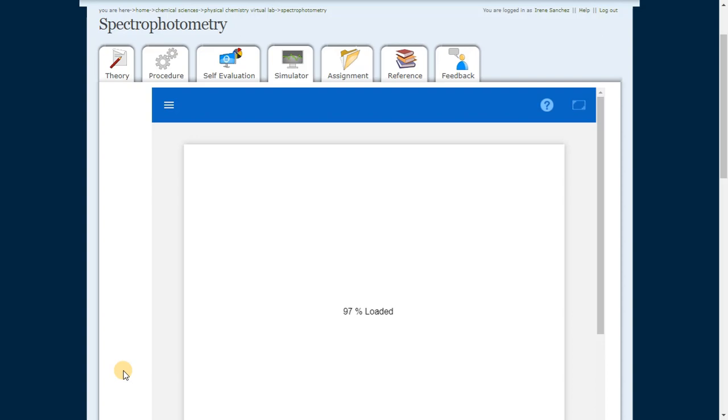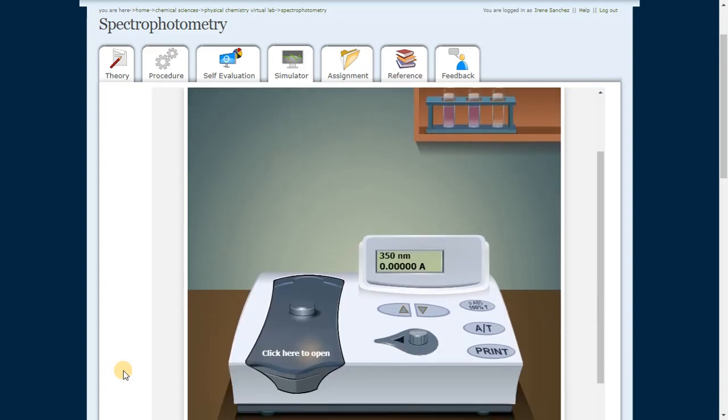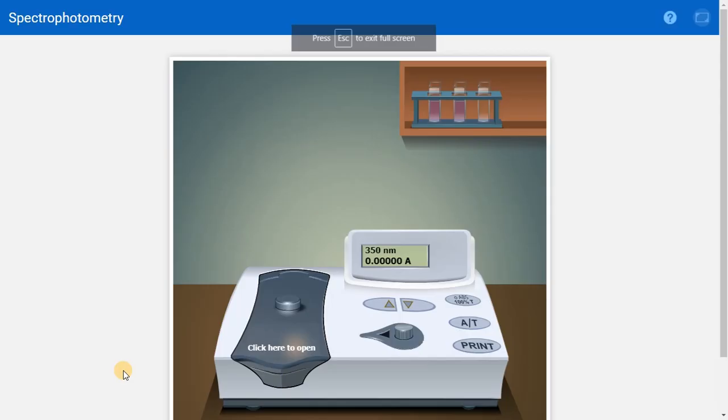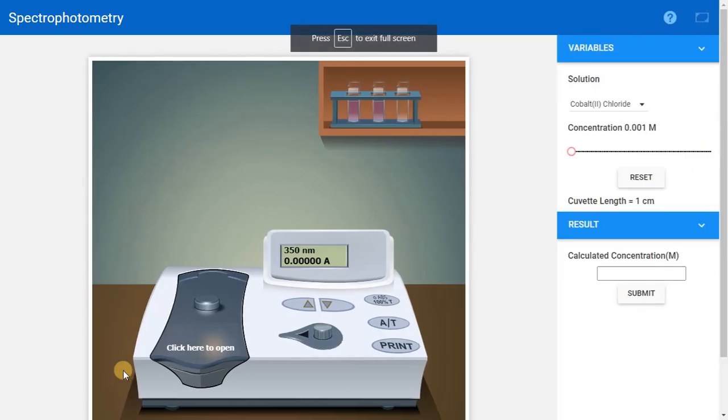So we can have a laboratory apparatus, for instance. So this is the spectrophotometer. As the simulator loads, you click this full screen part here. Okay, this is our screen. This part is the simulator. These are the controls that you can use. Here are the variables that we can change.